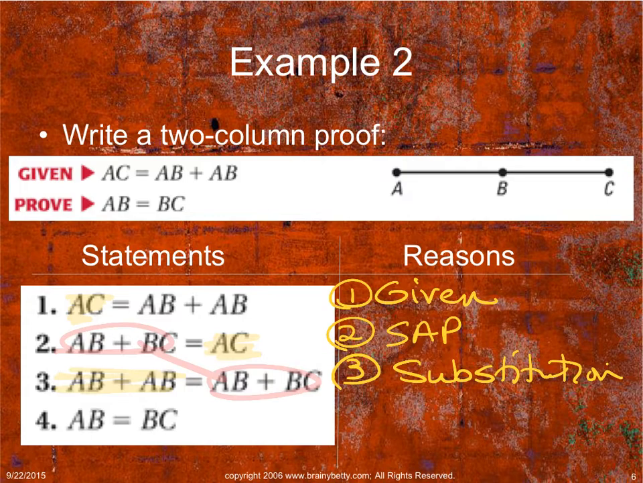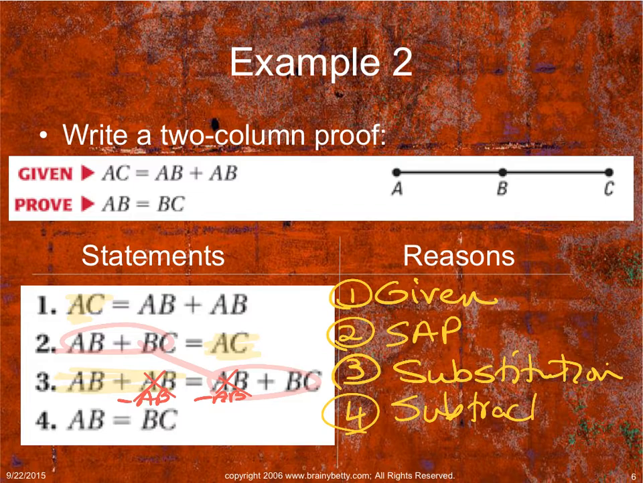And now, our last step from 3 to 4. Elimination. What did they take away? All right, elimination. What's a property for elimination? Begins with an S. Subtraction. So they're subtracting AB from both sides, and now they're just left with AB equals BC. And this is the subtraction property of equality.